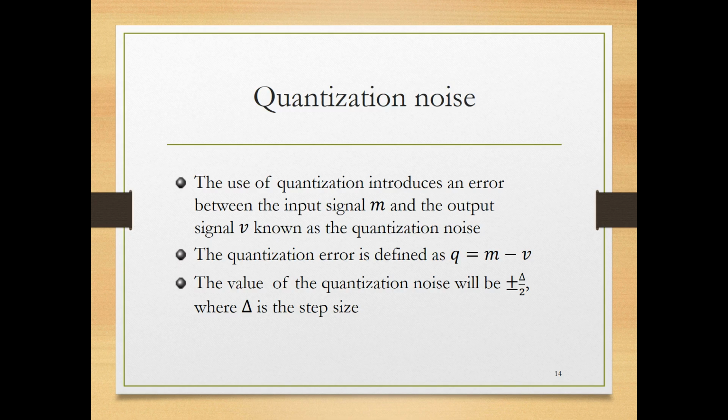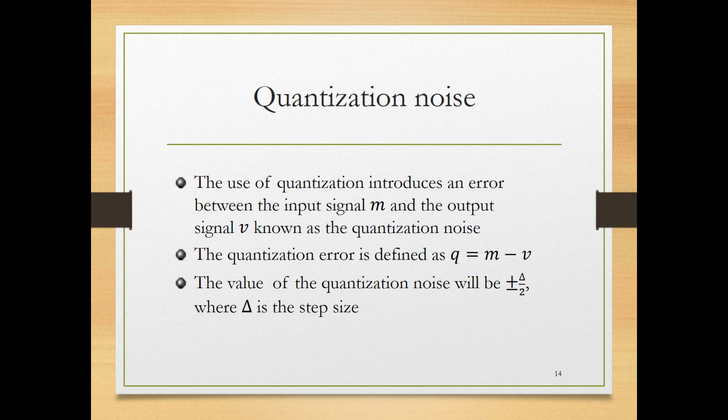So the use of quantization introduces an error between the input signal M, which is the message, and the output signal V, known as the quantization noise. The quantization error, therefore, is defined as Q, which is equal to the message minus the quantized value, V. V is like 0.01, 1.5, 2. It's a quantized, finite set of values.